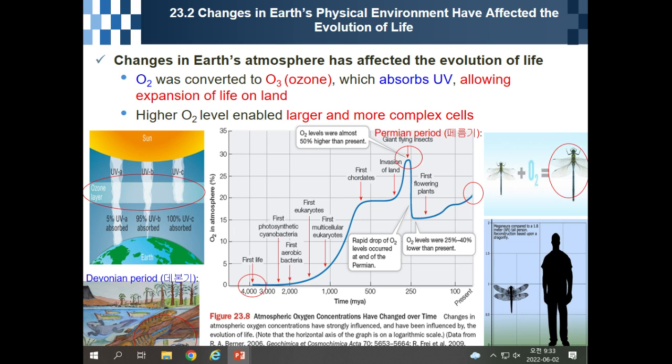For example, if the organism is very large and the oxygen concentration is very low, the oxygen can only penetrate around here. Inside, oxygen cannot penetrate. However, when the oxygen concentration is very high, oxygen can penetrate nearly to the center. So it means that a large organism can survive. Okay, like this.